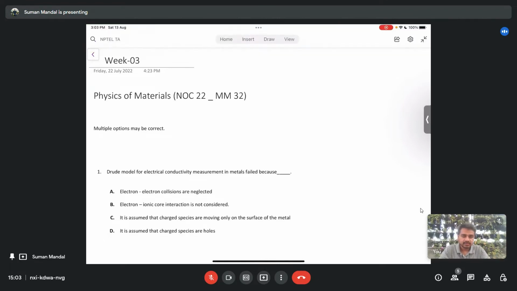Okay, so this is week 3. In the classes we have discussed the Drude model by now. This was the first model that came out to explain the properties of metals, specifically the electronic conductivity and the thermal conductivity. These are the two main properties studied by the Drude model. So we'll start discussing the questions one by one.